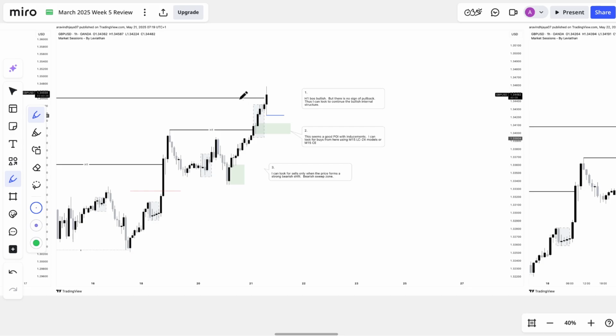So this is the sell side liquidity which I am expecting the price to take out, and this seems a valid POI with inducement. So if the price reaches this POI, then I can look for M15 confirmation entry or LC2X models, and then look for buys.